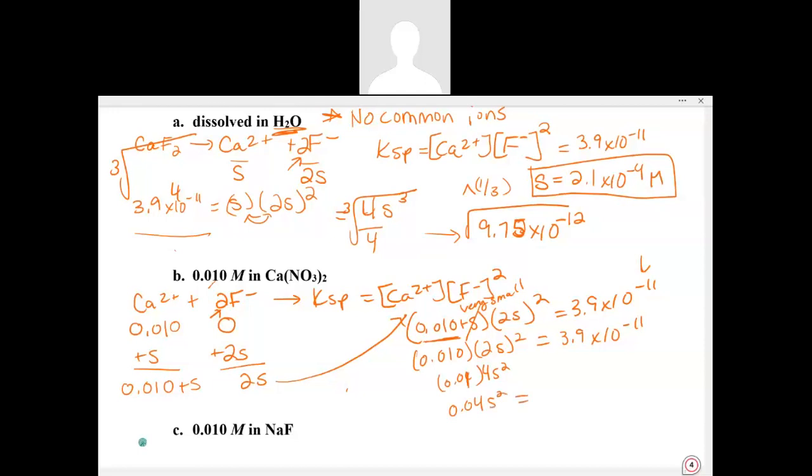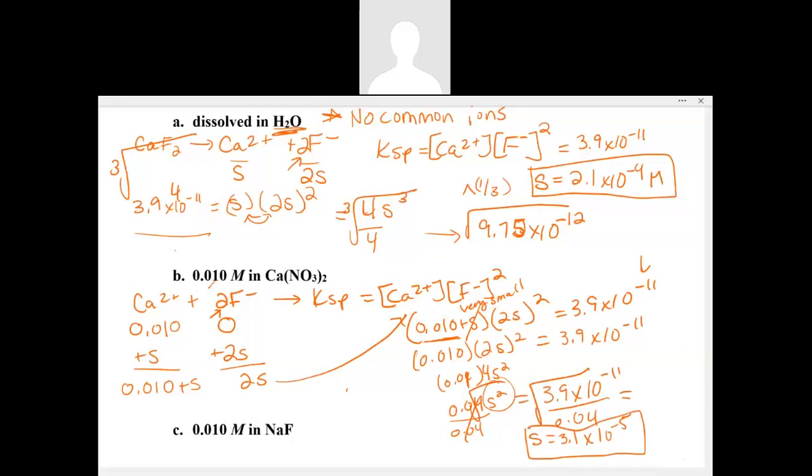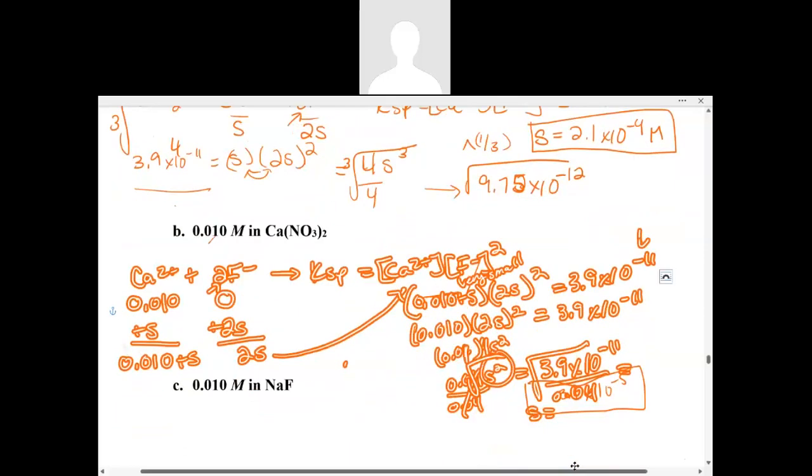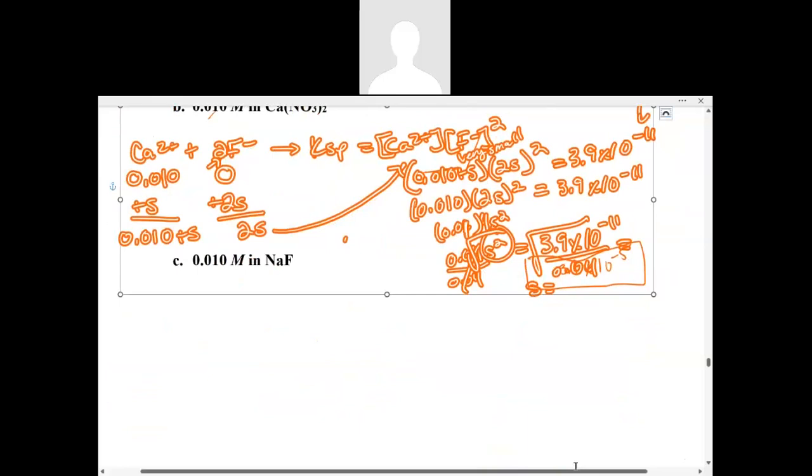S squared is equal to that 3.9 times 10 to the negative 11. So we're going to divide both sides by 0.04, to try to isolate that S variable. After we do that, we can take the square root of each side. And when we do this, we're going to see that our S, our solubility now, is going to be equal to only 3.1 times 10 to the negative 5. So a smaller value than we saw above. Initially, we had 2.1 times 10 to the negative 4. So a smaller negative exponent means a larger solubility.